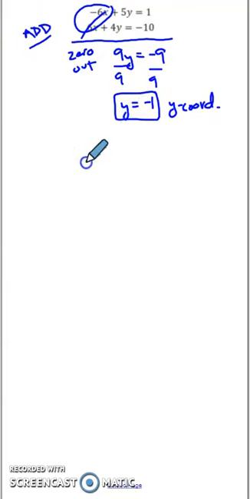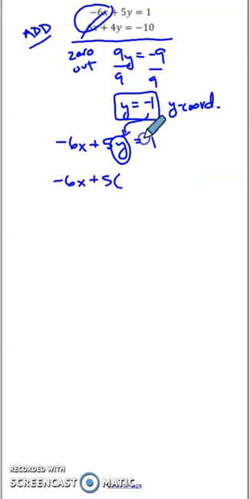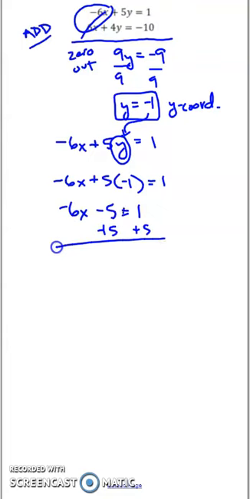Now it's like the substitution method. I take one of my original equations, so negative 6x plus 5y equals 1. Always use an original. We're going to substitute the y value I know now. So I'm going to have negative 6x plus 5 times negative 1 equals 1, and we solve for x. So negative 6x minus 5 equals 1. Zero out the 5. If it doesn't zero out, you didn't do it right.